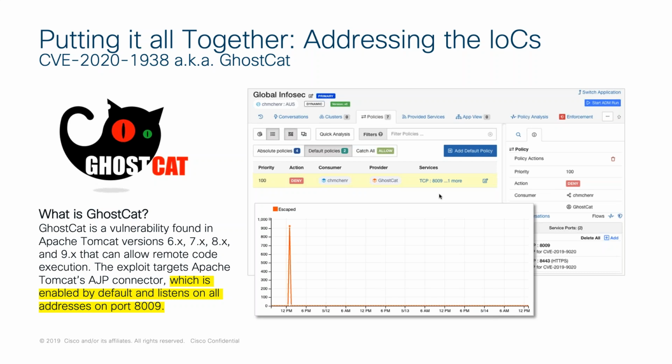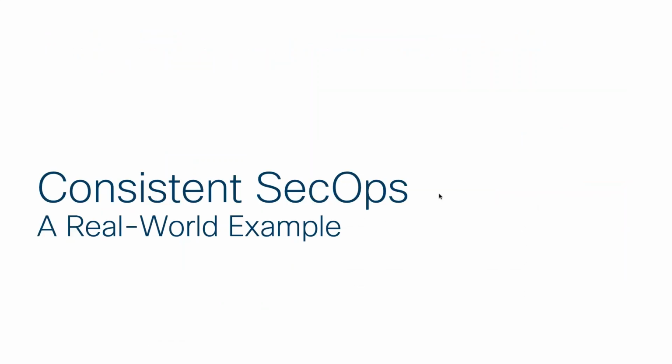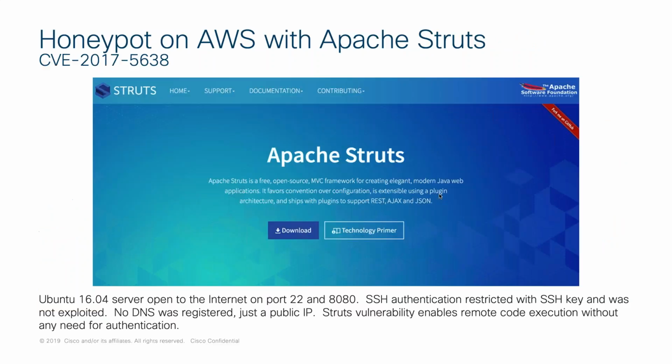Again, this can be sent to a SIEM. You can look at this in SecureX. We can integrate this with part of a SOC. So let's look at a real world example here, consistent SecOps. How do we take all of these pieces and put them together in kind of a real exploit environment?